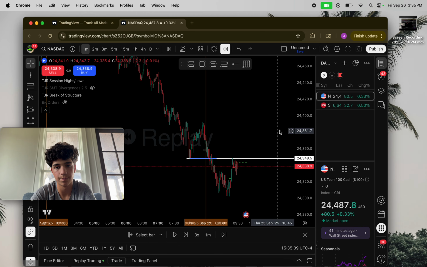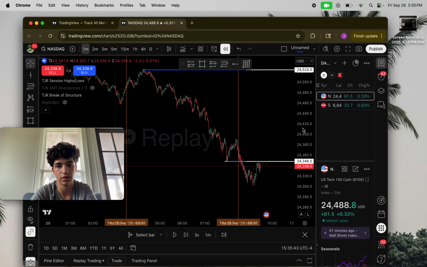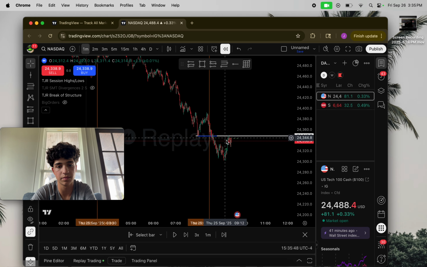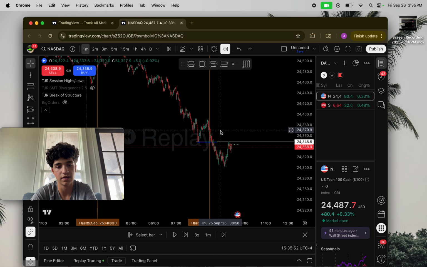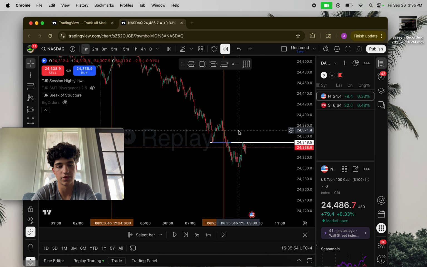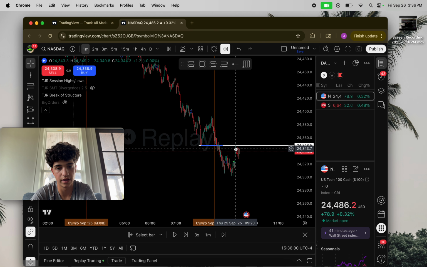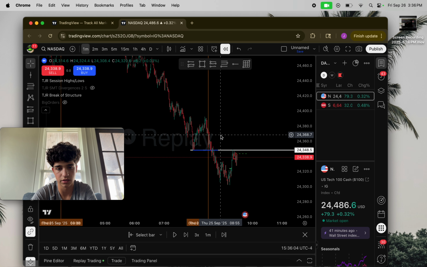Some days it'll consolidate, and we'll go over one of those examples too. Some days it'll just stay inside the London session range at market open, and some days it'll have already broken it. If it already breaks it, then that is the direction you want to go for the day. So as you can see here, we want price to go down because it's broken through the bottom of the range. Well, not the range, just that low.